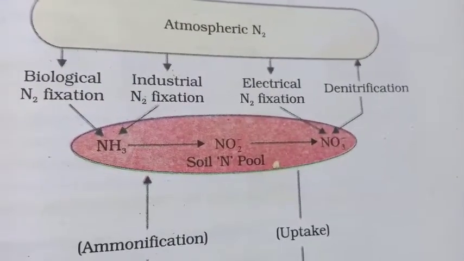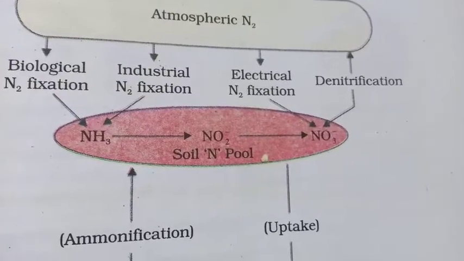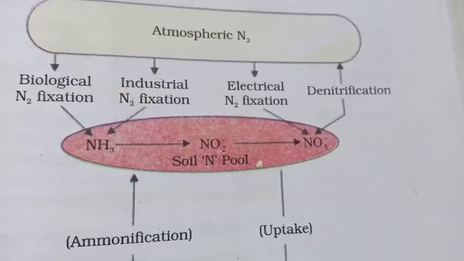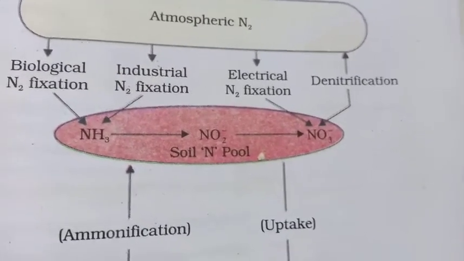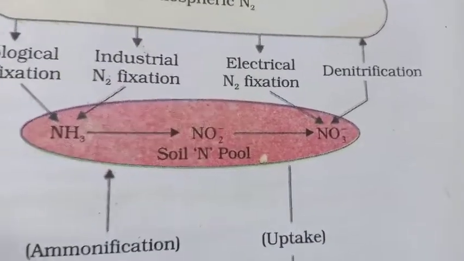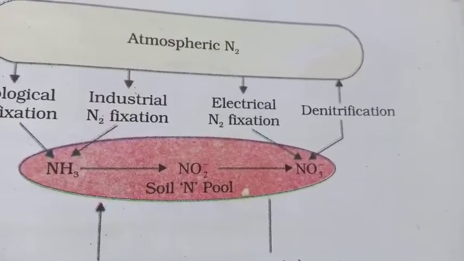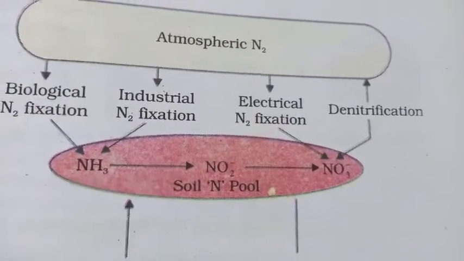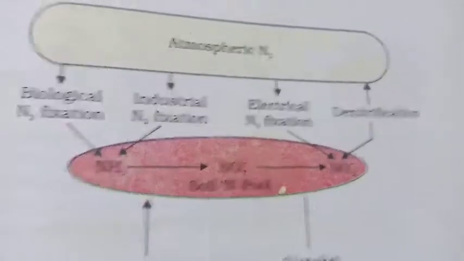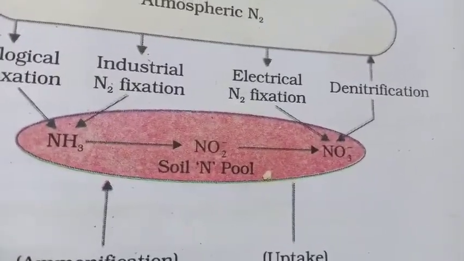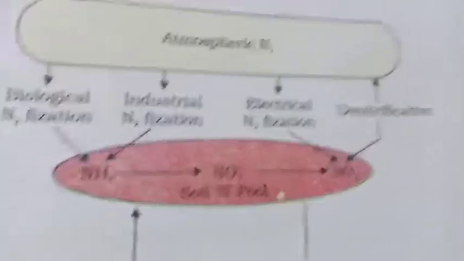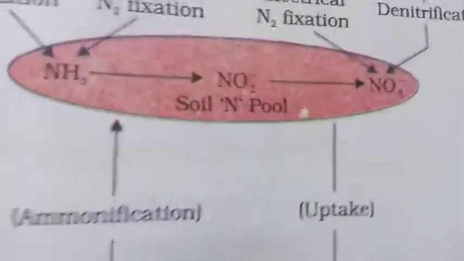This nitrogen, as N2 in the atmosphere, gets into the soil and is converted to ammonia, shown in the red part here, by biological nitrogen fixation, industrial nitrogen fixation, electrical nitrogen fixation, and denitrification. These are all the processes through which nitrogen gets into the soil and forms the nitrogen pool in the soil in the form of nitrite, and this nitrite gets converted to nitrate.